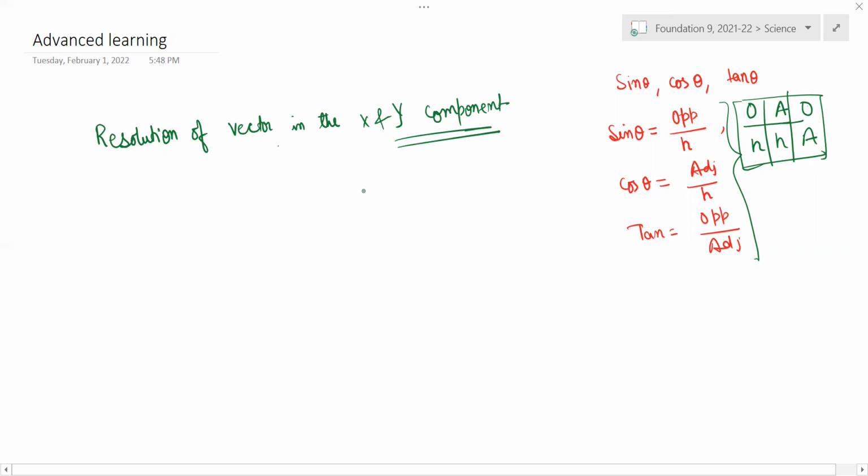For example, let's say this is a vector A. This vector A we can break into two parts. If it is making some angle theta with the horizontal, and if we are breaking this A into x part and y part, we can write straight away: any vector will have magnitude and direction. You are aware, no? One is magnitude and the other thing is direction.